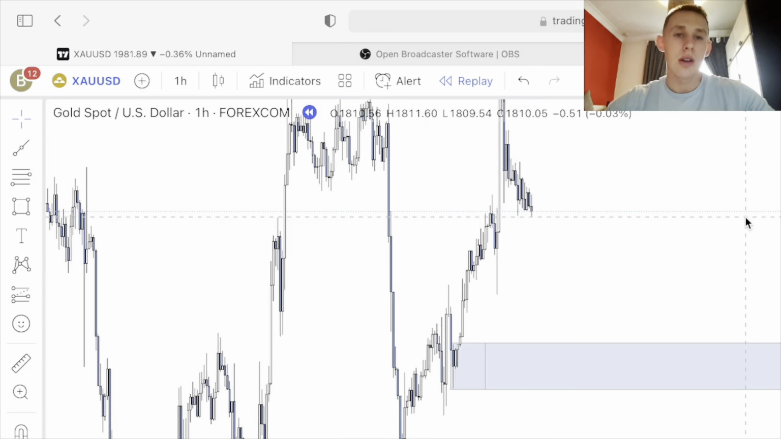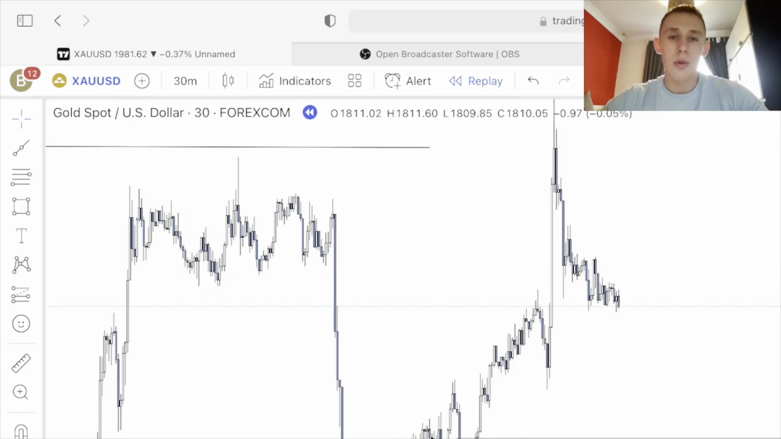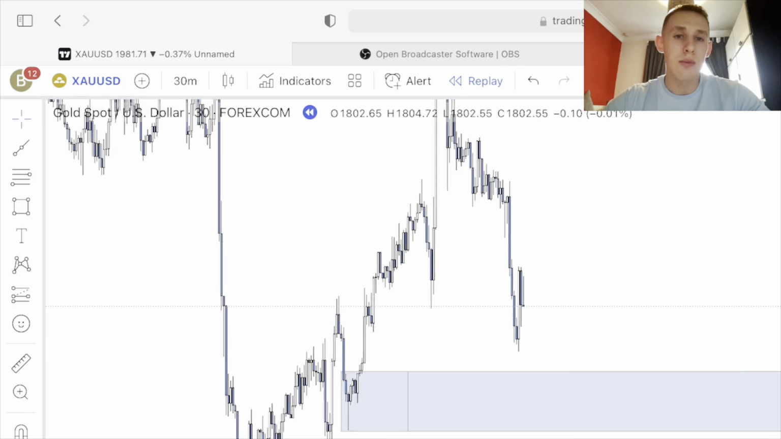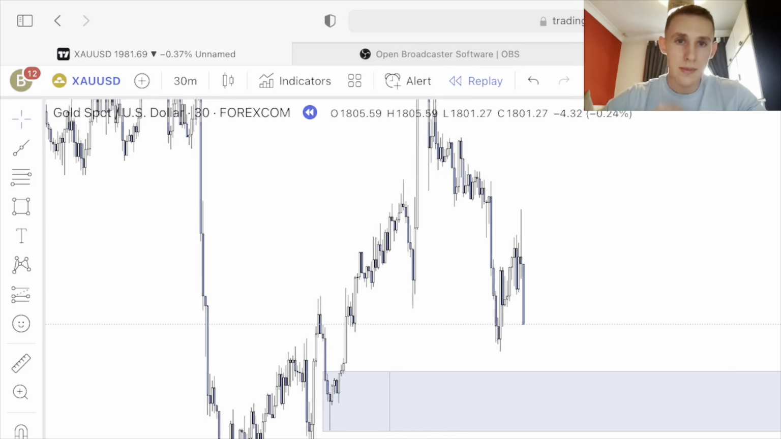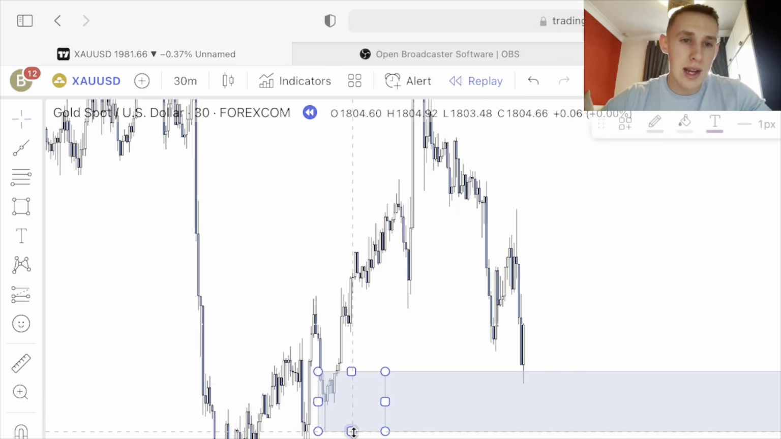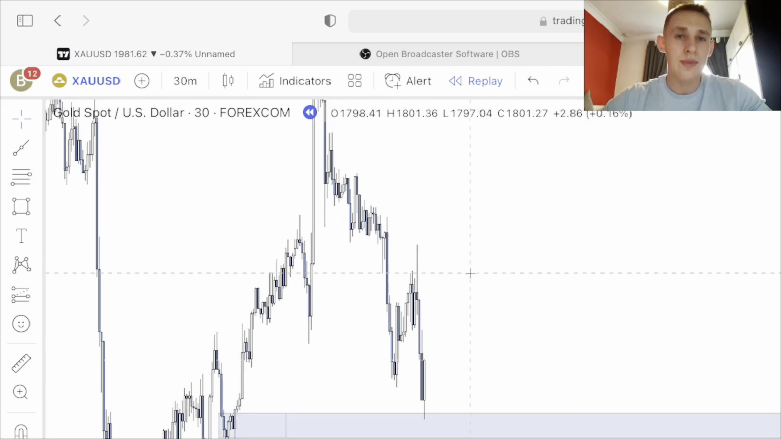So this area of interest ticks all of our boxes. We have imbalance, we have a clear area of demand, and we have liquidity resting above. So all we would do now is simply wait for price to come into our level, like so. We could also refine it to this 30-minute area here.